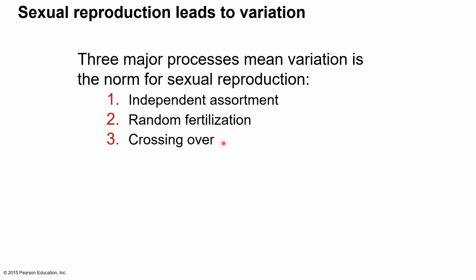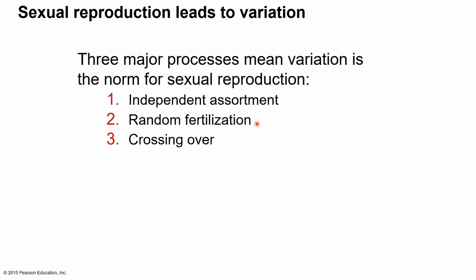One is crossing over, and we talked about it. So crossing over happens during prophase 1 of meiosis, and that's where your homologous chromosomes randomly exchange genetic information. So no control over it, and we have no idea which DNA is going to be exchanged every time. So every time it's completely different genetic information that could be crossed over.